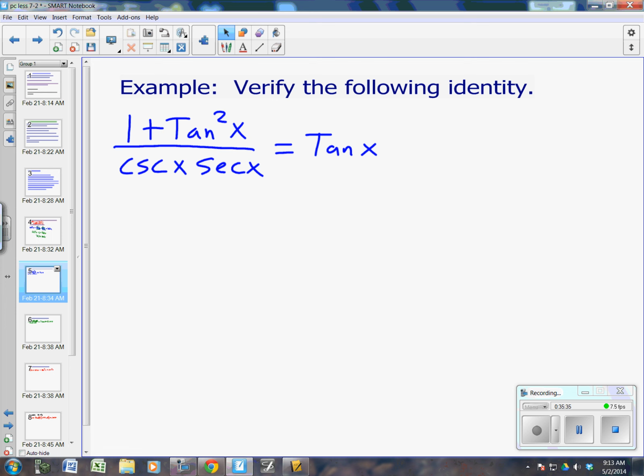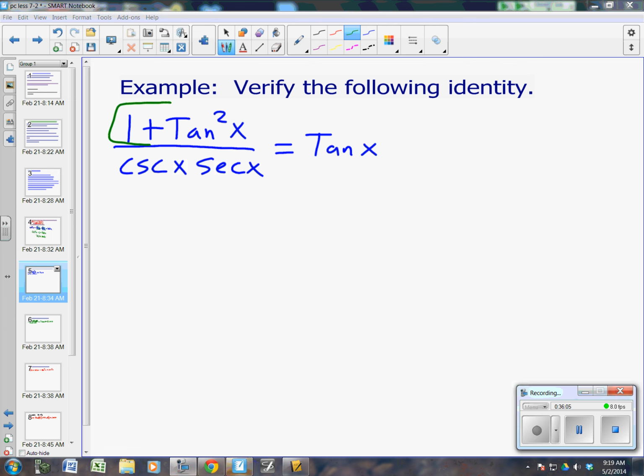Okay. I would suggest on this one changing everything to sines and cosines, then simplifying using your algebraic manipulations. That was very impressive. How many of you guys got it? If you're still struggling with it, watch. There's more than one way to do this one. But a lot of you guys noticed right away that that's a Pythagorean identity. If you noticed that, it made it so much easier.